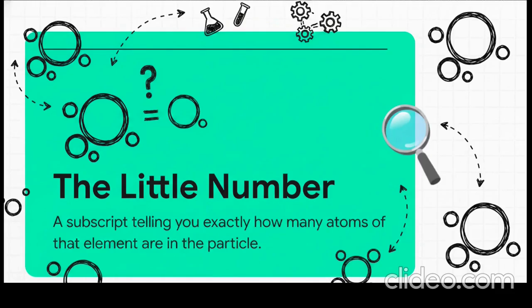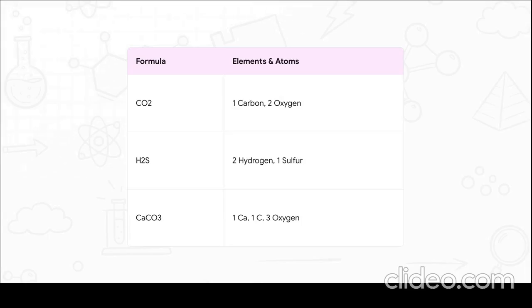But wait, there is a vital catch here. If there is no number written next to a symbol, it doesn't mean 0. It just means 1. Scientists are all about efficiency, so they honestly just don't bother writing the number 1. Let's apply that rule right now. CO2? Well, there's no number next to the C, which means we have exactly one carbon atom bonded to two oxygen atoms, carbon dioxide. Now look at H2S. The 2 is grouped with the hydrogen, and the sulfur has no number, meaning 2 hydrogen and 1 sulfur atom. And finally, check out calcium carbonate, CaCO3. That is a molecular party of 1 calcium, 1 carbon, and 3 oxygens. You are literally reading the molecular blueprints right now.